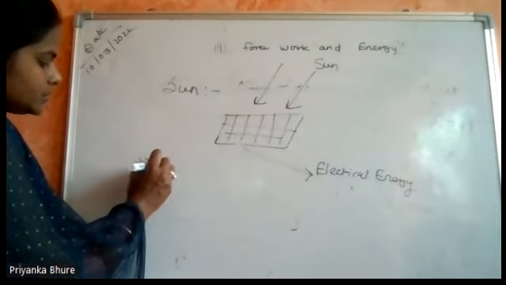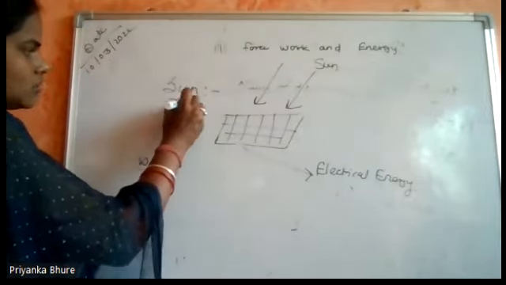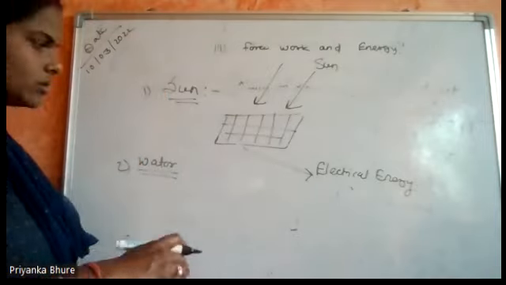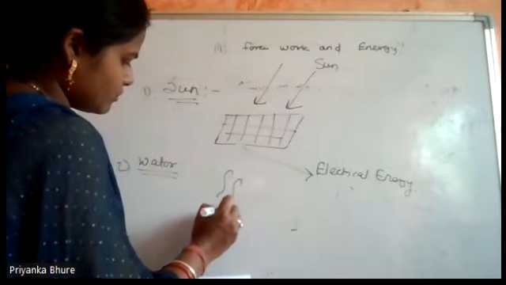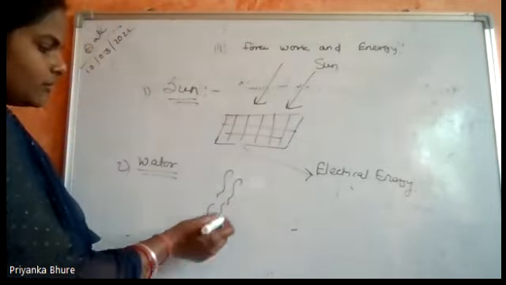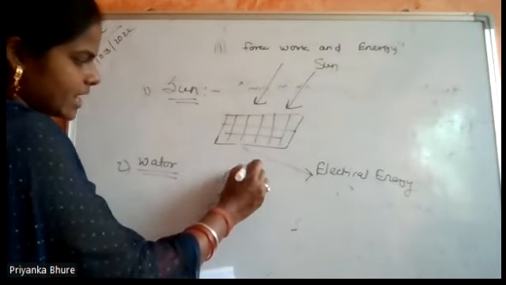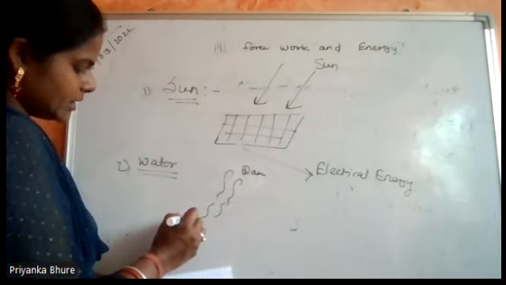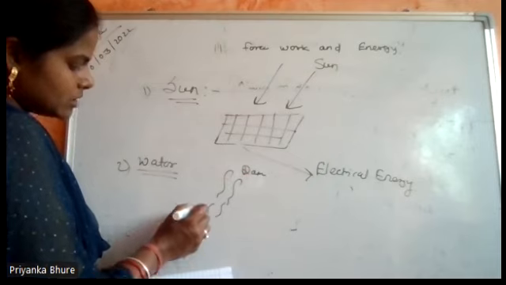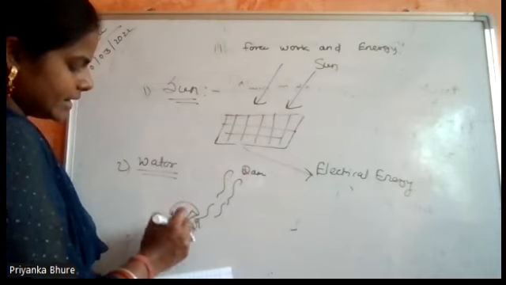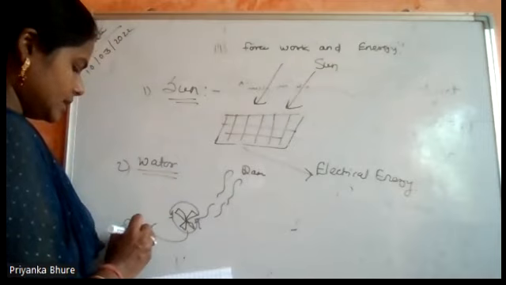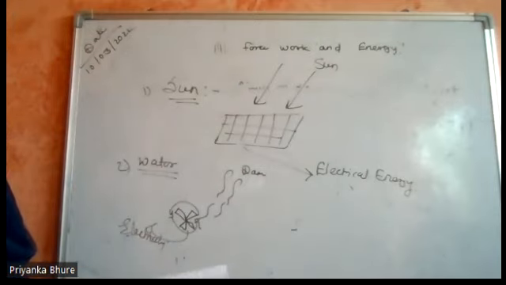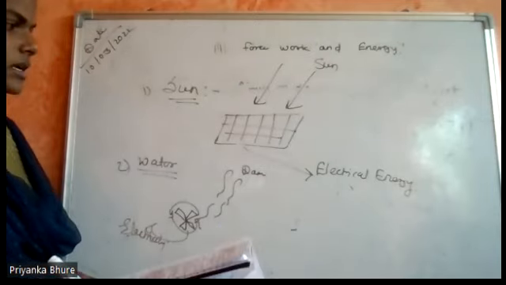Next, moving to water. The second source of energy is water. First is sun, second is water. Whenever there is a flow of water, that is also one kind of energy. If there is a dam at a height, the water will flow out from the dam, and the turbine will be there. This turbine will rotate at great speed and generate electricity. That electricity is known as hydroelectricity, because hydro means water. So this is the second, that is water.